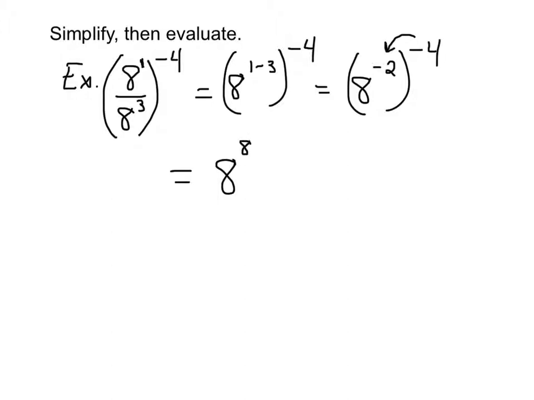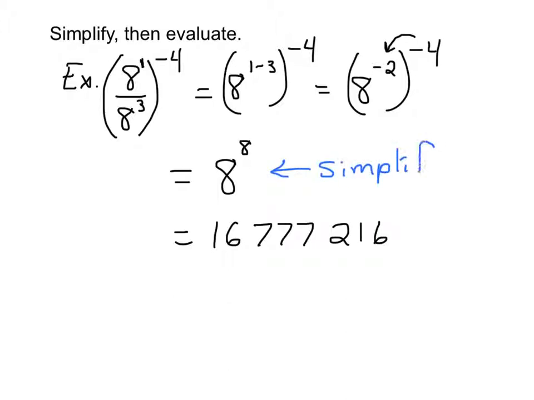If you actually calculate 8 to the power of 8, you would get a very large number. It's going to be 16,777,216. Now, this is your simplified answer: 8 to the power of 8. This big number is your evaluated answer.